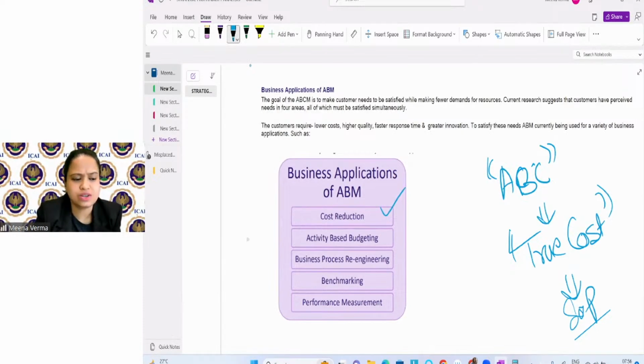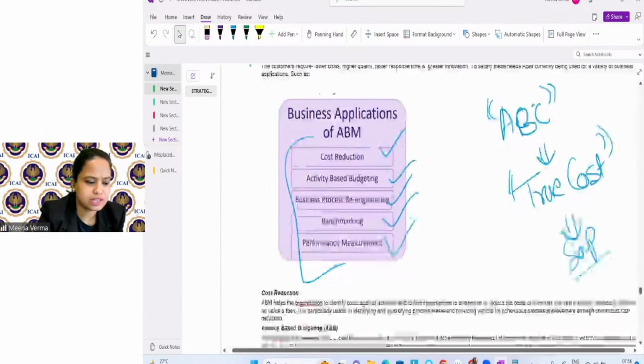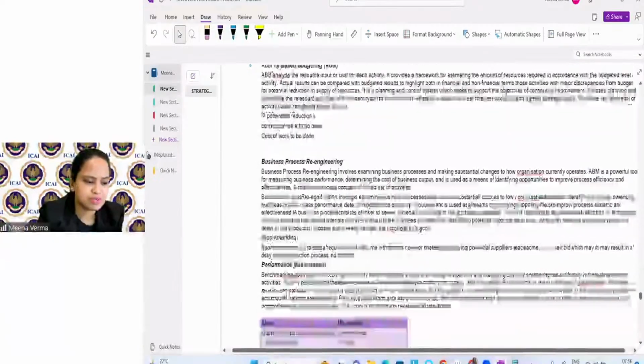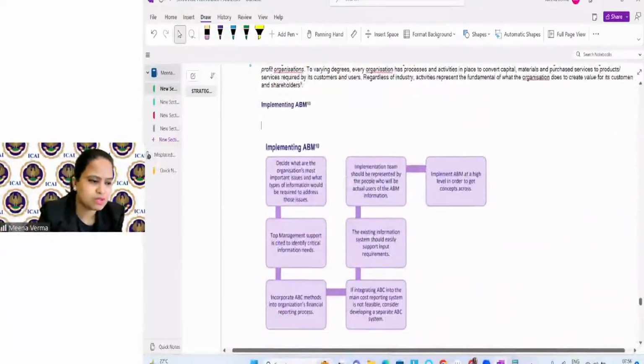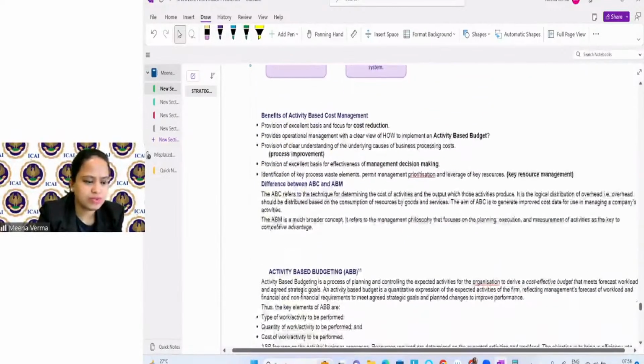We will use it in cost reduction techniques, activity-based budgeting, business process re-engineering, benchmarking, performance measurement. See, we have already understood all these terms; from the beginning, we are learning these terms. Cost reduction, you all know. Activity-based budgeting, business process re-engineering, benchmarking, performance measurement, you all know about these topics. So let's not waste the time here.